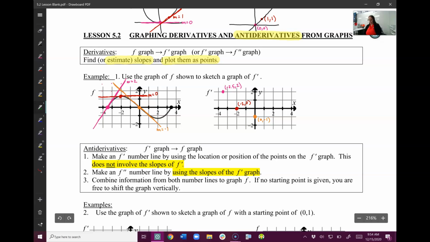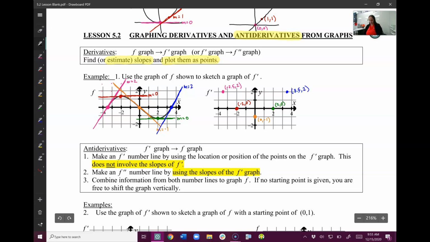Okay, let's do another one. Right here at positive 2. Looks like that slope is 0. So at positive 2, the slope was 0. And let's try this last one right here at 3.5. Looks like that is a rise 2, run 1. So that looks like about 2. So at 3.5, looks like my slope was 2.